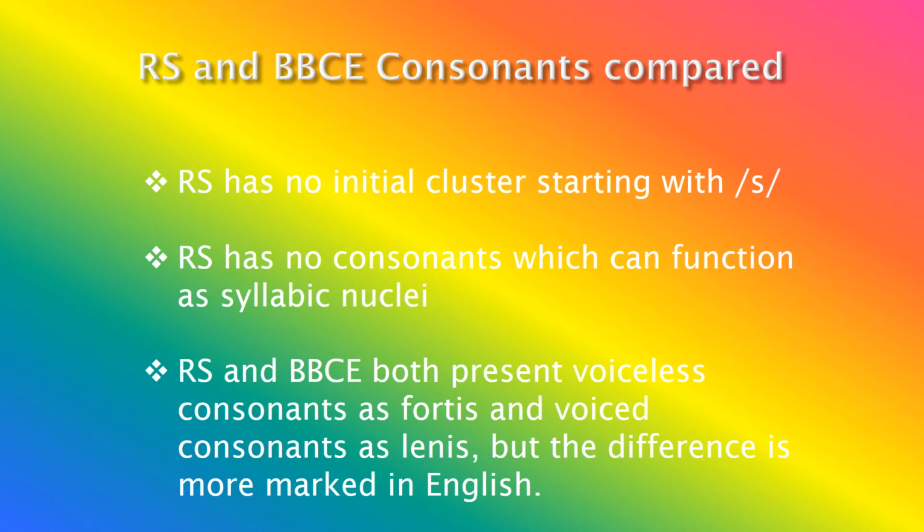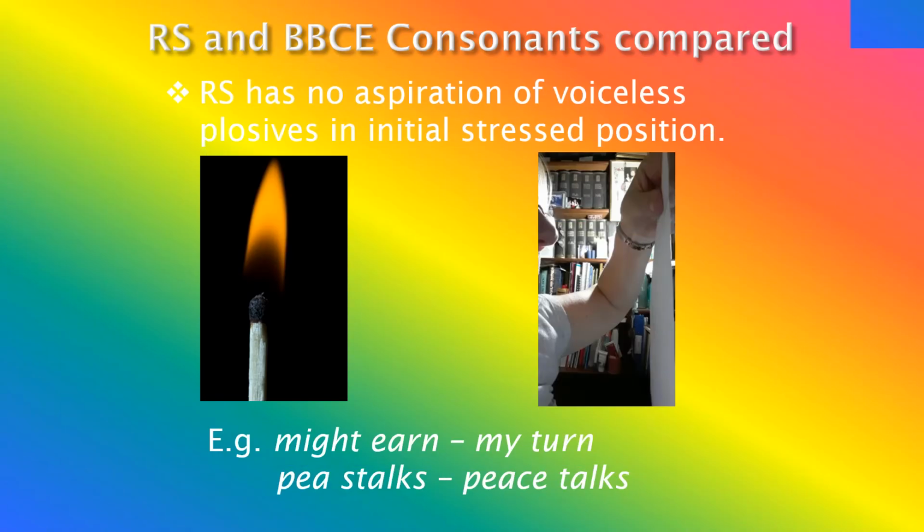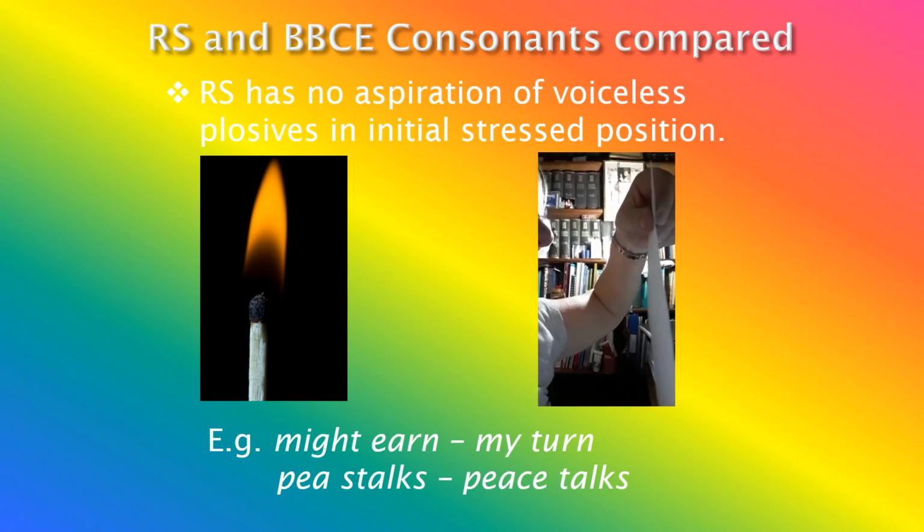Rioplatense Spanish and BBC English both present voiceless consonants as fortis and voiced consonants as lenis, but the difference is more marked in English. Rioplatense Spanish has no aspiration of voiceless plosives in initial stressed position, so they don't produce aspiration.